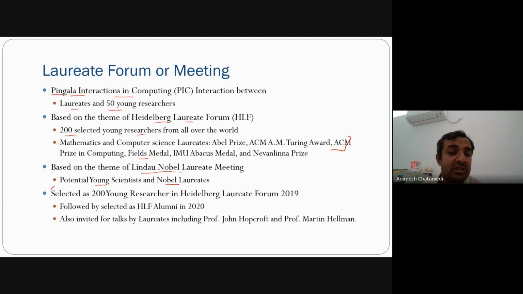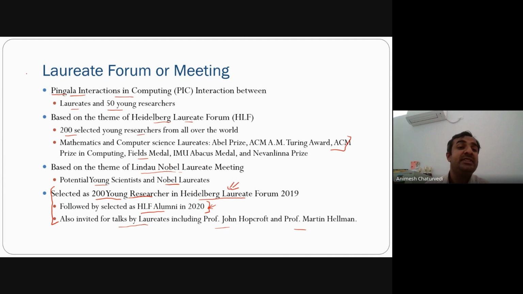So I was lucky enough to be part of the 200 young researchers selected by the Heidelberg Laureate Forum in 2019. Then they also invited me in 2020 and 2022 as a Heidelberg HLF alumnus. As an HLF alumnus, I have visited and attended talks of various laureates like Professor John Hopcroft and Martin Hellman, and this is all thanks to the Heidelberg Laureate Forum.